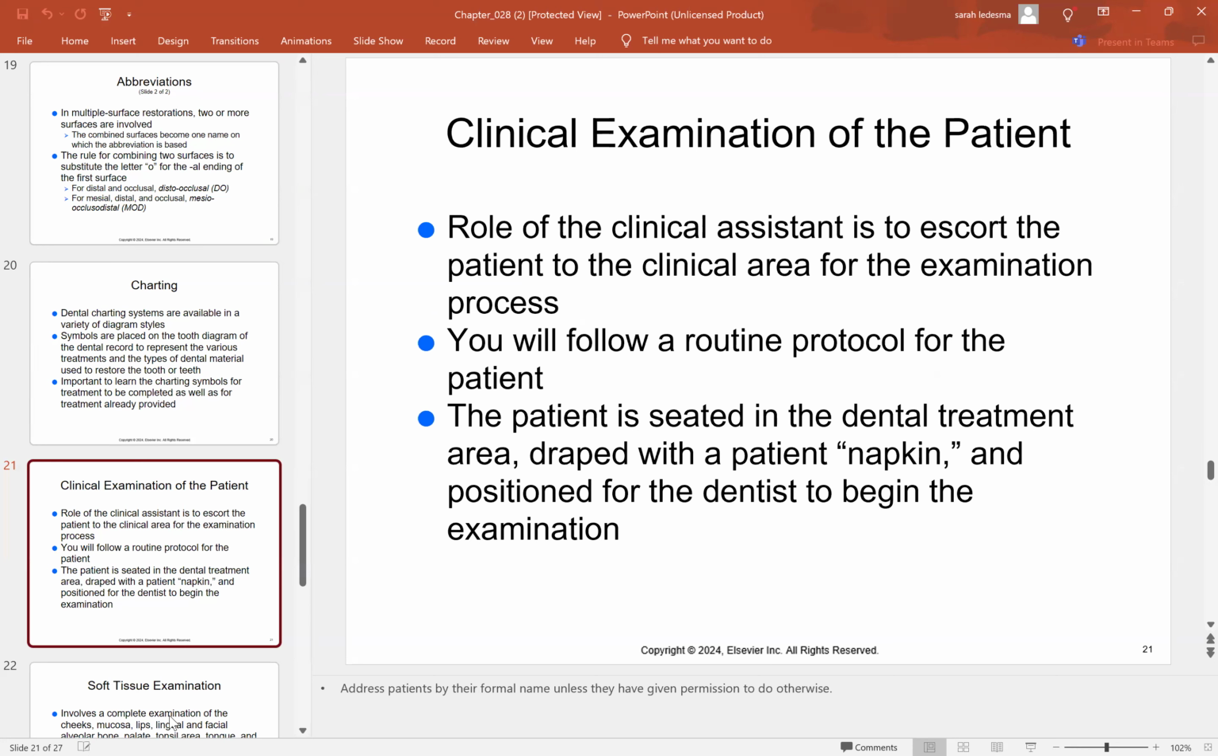The role of the clinical assistant is to escort the patient to the clinical area for the examination process. You will follow a routine protocol for the patient. The patient is seated in the dental treatment area, draped with the patient napkin, and positioned for the dentist to begin the examination.